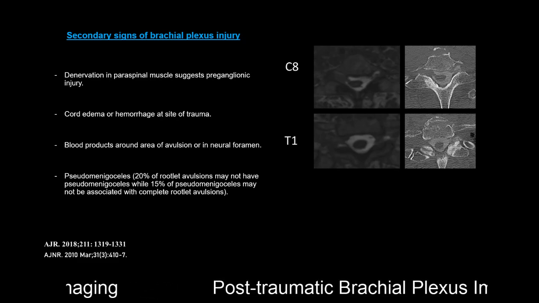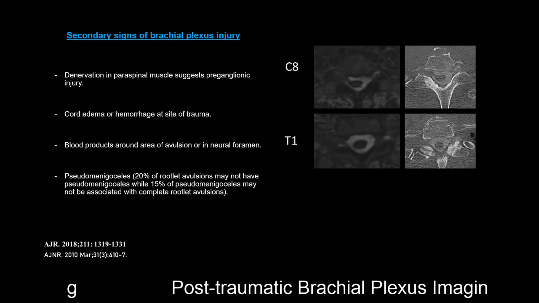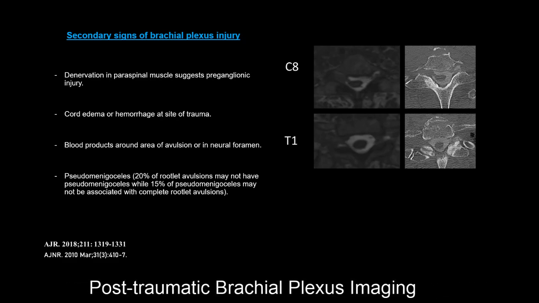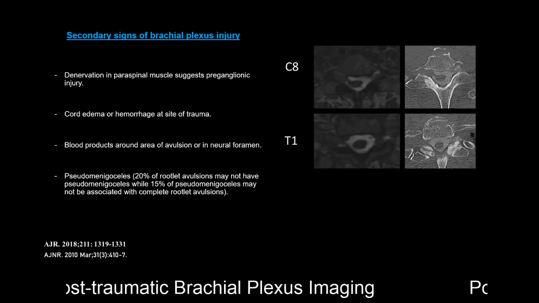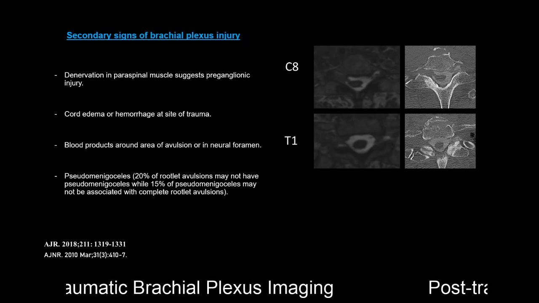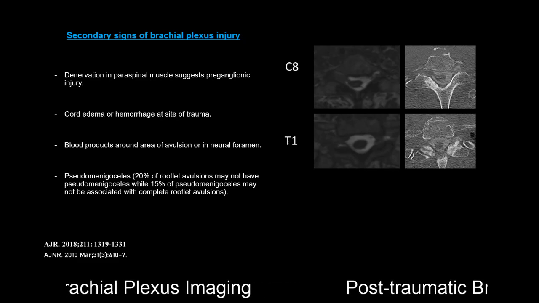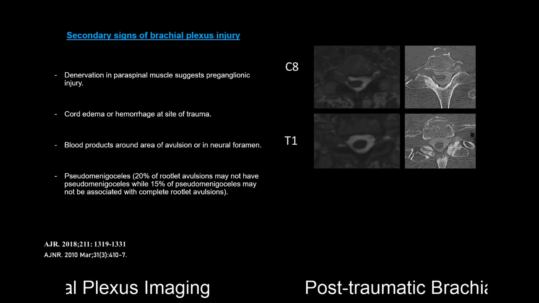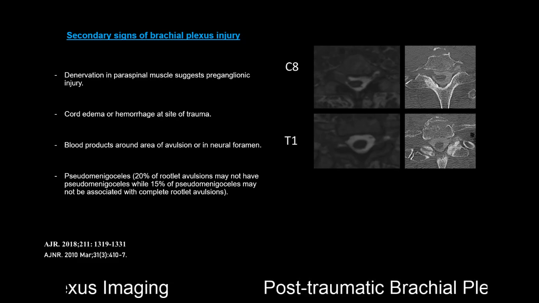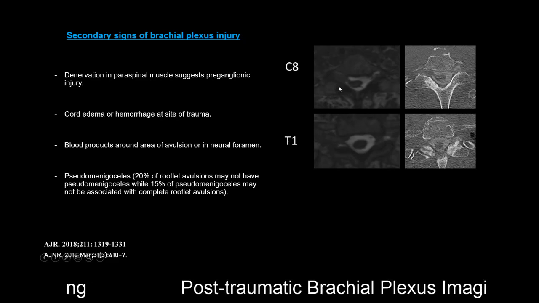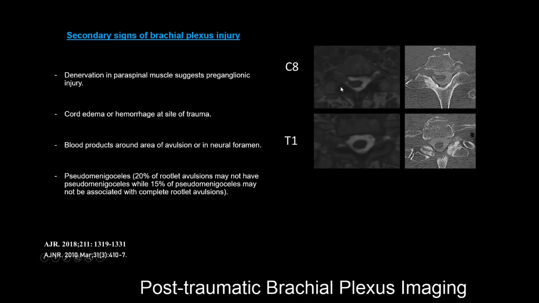So things to keep in mind: you really want to use either a CT or MR myelography protocol to directly visualize the rootlets exiting from the spinal cord and heading toward the neural foramen. You may see some of these secondary signs as evidence of preganglionic injury in lieu of the pseudomeningocele, and this is an example here, a patient who had a mixed pre- and postganglionic injury.